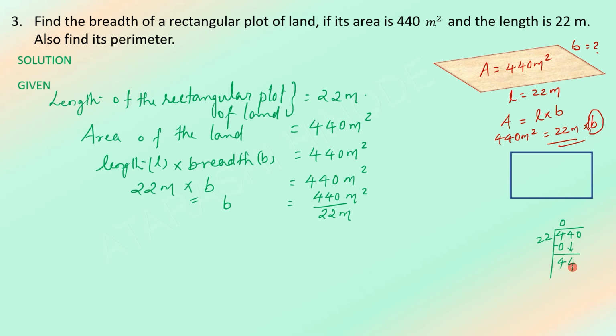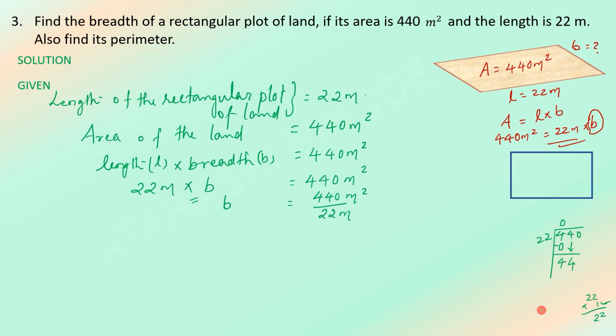Now we have to bring down 4. Now it is 44. If you know the table of 22, it will be easy for you. Otherwise, try like this. 22 into 1, 1 2s are 2, 2. Here we get 22, but here we are having 44. So try with another number.